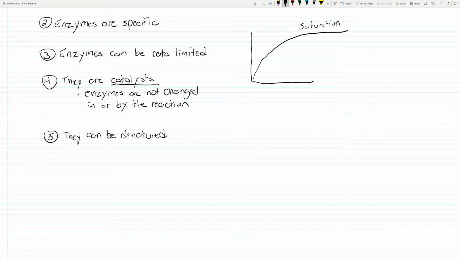Okay. And denatured means made to not work. Usually what happens is you unfold a protein and it will not work. It will not work as intended. And the best way to think about denaturing is you've all fried an egg.